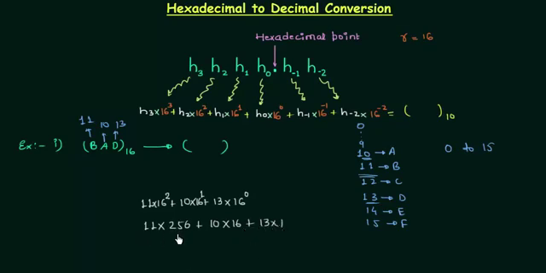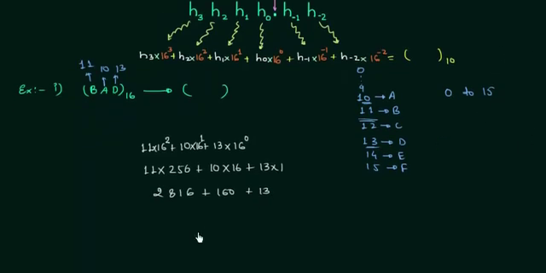11 multiplied by 256 is 2816. Then we have 160 plus 13. And if you add this, the answer will be 2989. So this is the decimal equivalent of this hexadecimal number. Now we will move to the second example.